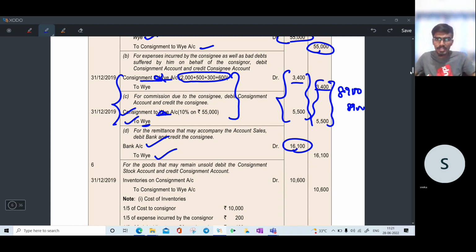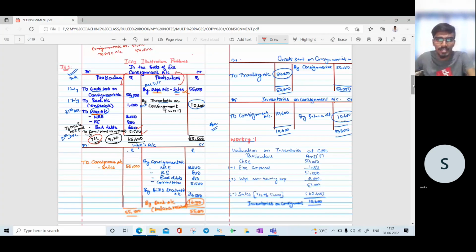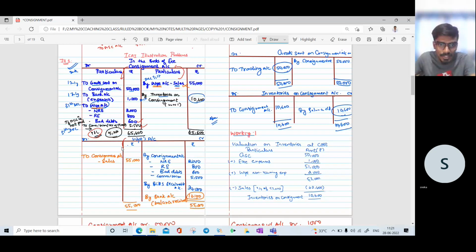Snega, do you understand how to write journal entries for the consignment account? Yes, no. It is very simple. In this also you can write W's account debit to consignment account. Then both are the same. You have only a new account called bills receivable.